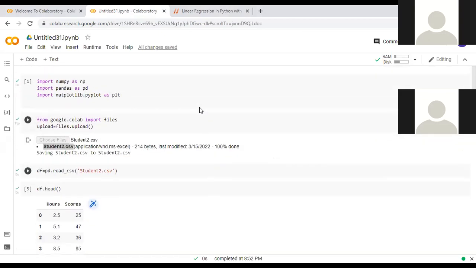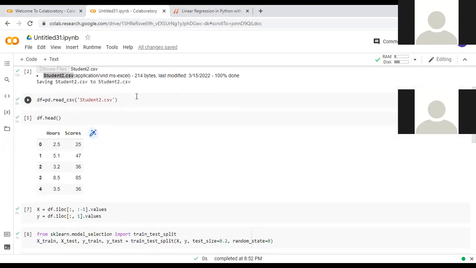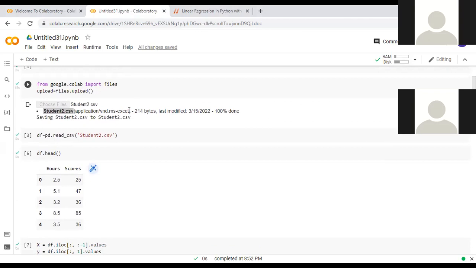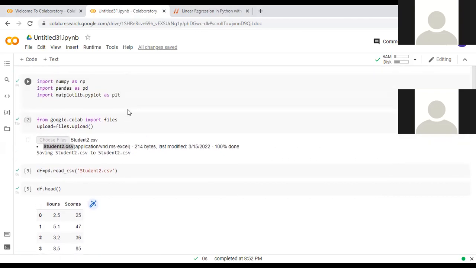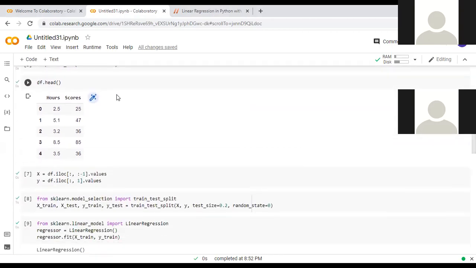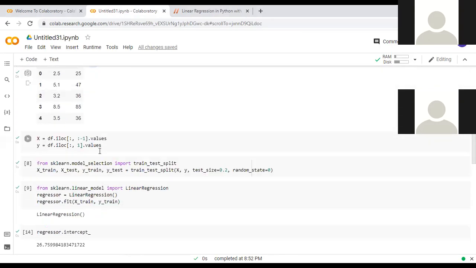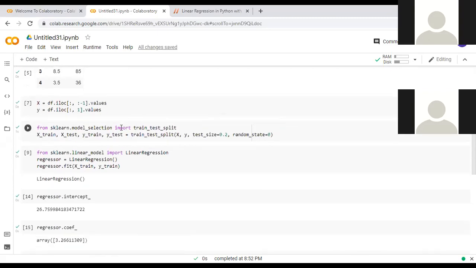So in the last class, we had already discussed how the CSV file is included in this environment. I'm importing the CSV file using this. Before that, I am importing these library functions, that is NumPy and pandas. And up to this, I had already discussed in the last class, right?